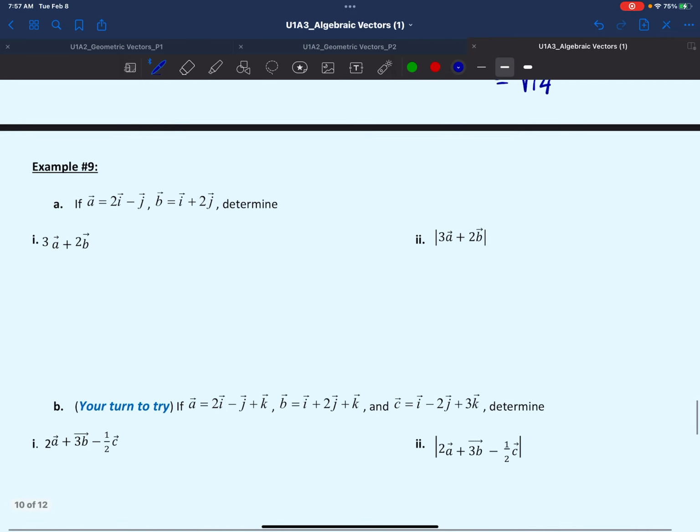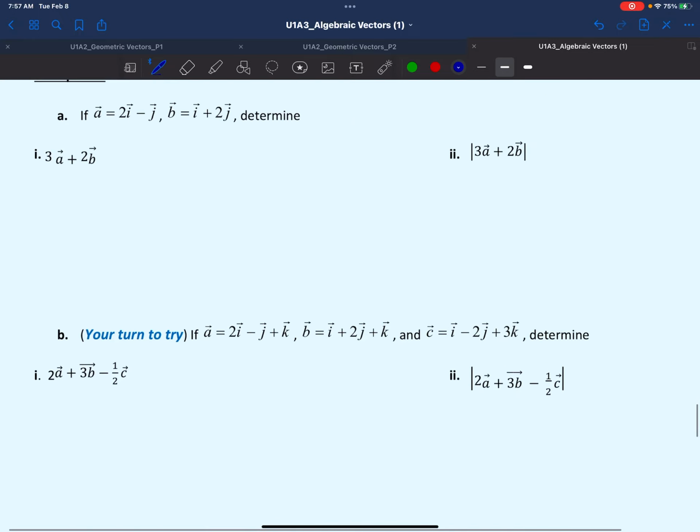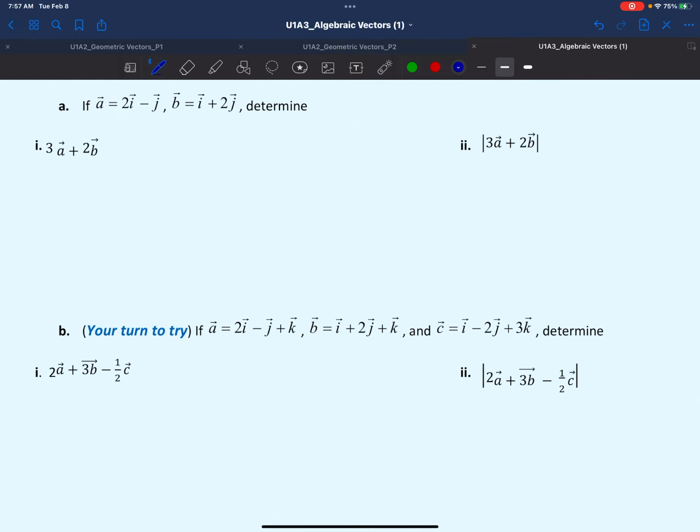In the next example, we have the multiplication of a vector with a scalar. So these are kind of easy and fun examples. So we have vectors A, 2i minus j, and B, i plus 2j. They're in 2D. And we have to find 3a plus 2b. So that means 3 times (2i minus j) plus 2 times (i plus 2j). So in this case, we're multiplying vectors by a scalar, which means that we have to bring each coefficient in.